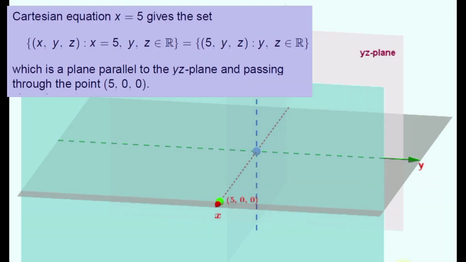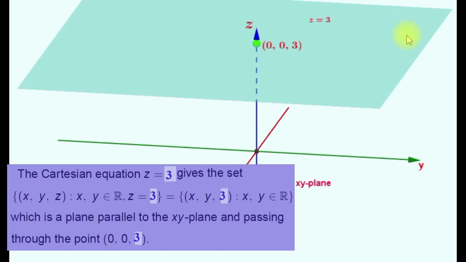In three-dimensional space, the Cartesian equation x equal to 5 gives the set of all triples (x, y, z) such that x is equal to 5 and y and z are real numbers, which is equal to the set of all triples (5, y, z) where y and z are real numbers. This is a plane passing through the point (5, 0, 0) and parallel to the yz plane.